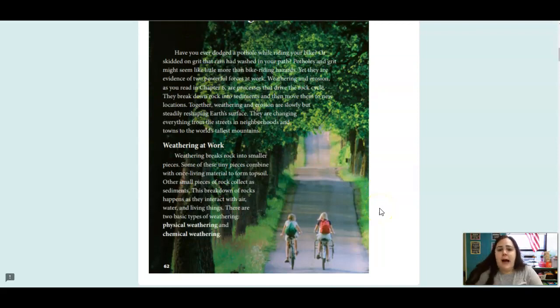Have you ever dodged a pothole while riding your bike or skidded on grit that rain had washed in your path? Potholes and grit might seem like little more than bike riding hazards, yet they are evidence of two powerful forces at work. Weathering and erosion, as you read in chapter 6, are processes that drive the rock cycle. They break down rock into sediments and then move them to new locations. Together, weathering and erosion are slowly but steadily reshaping Earth's surface. They are changing everything from the streets in the neighborhoods and towns to the world's tallest mountains.